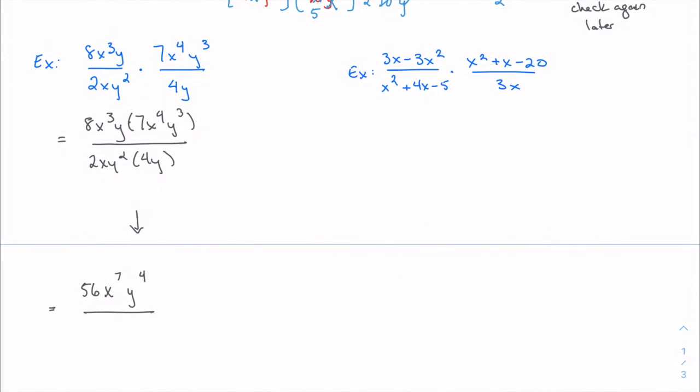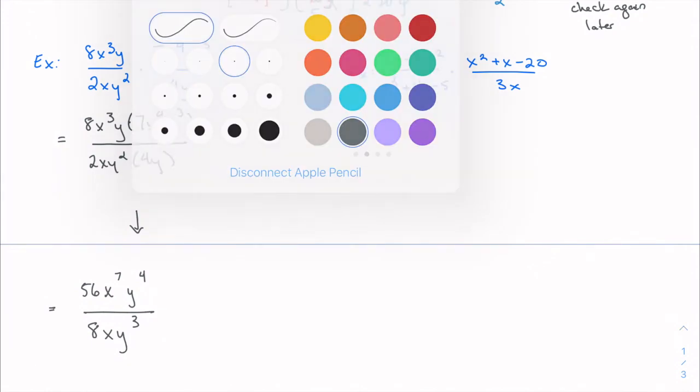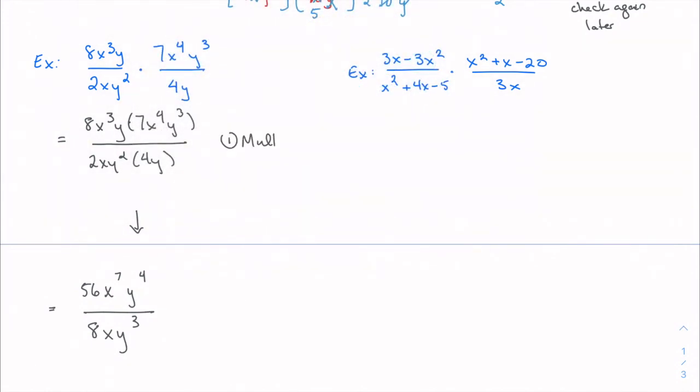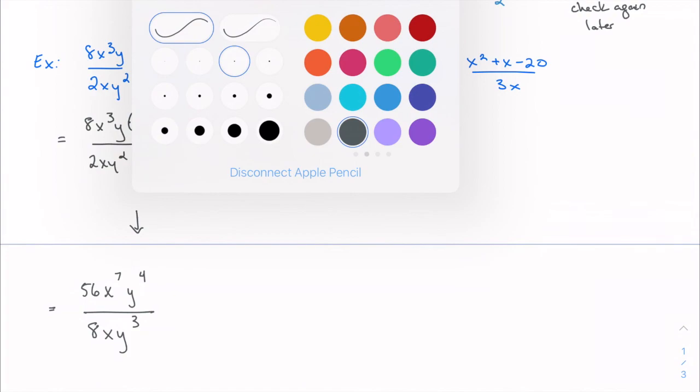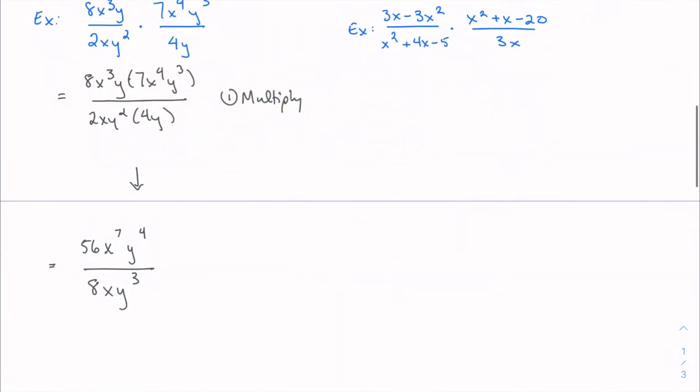In the denominator, 2 times 4 is 8, x, and then y cubed. So that was kind of my first step, right? Multiply. And now I need to simplify. So let's see, 56 divided by 8 is 7, so this reduces to a 7 and a 1.